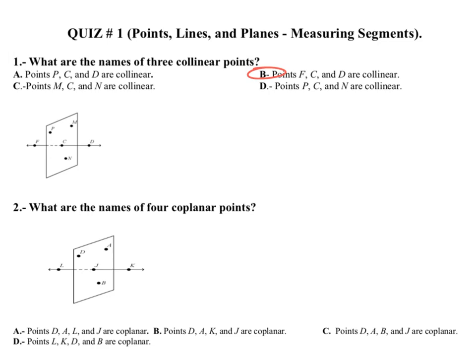And what are the names of four coplanar points? That's these 4 points right here. It's the only indication that we have that points are on the plane is this. A, D, J, and B. Where is that? A, D, J, and B right here.